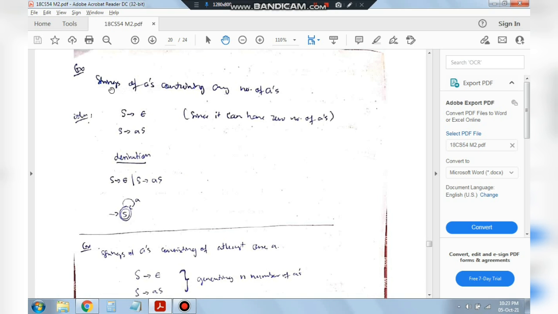Here's another example: strings of A's containing any number of A's. So it can have 0 or n number of A's. So I'll have S goes to epsilon, or S goes to AS. So I can have any number of A's here by using this equation. So this is the self loop, in which the starting and the final state is S here.